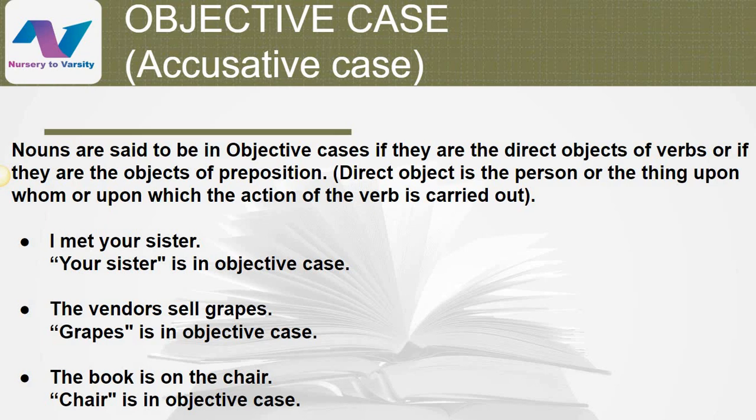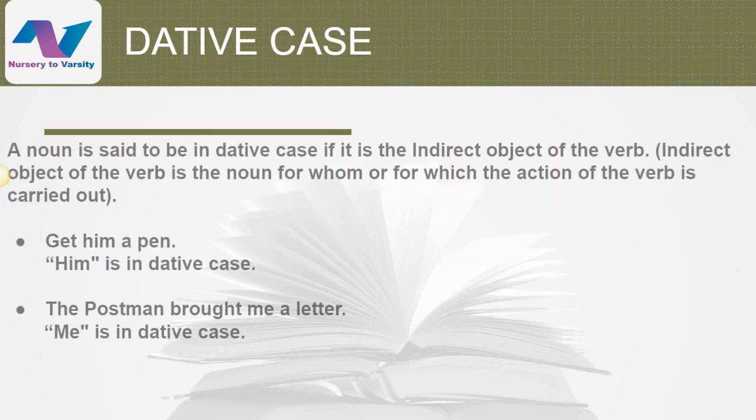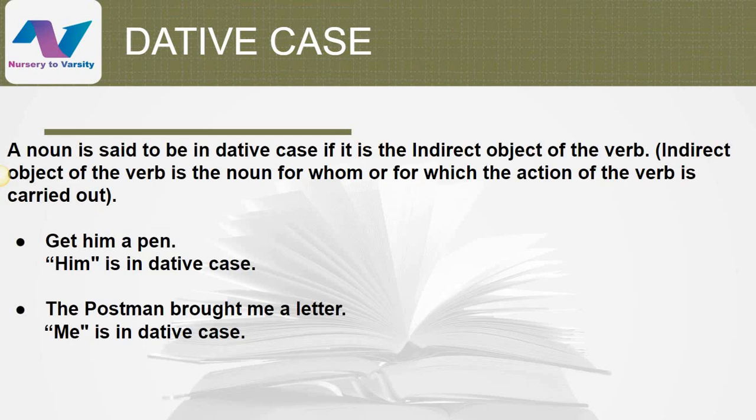Moving on to the next one, that is dative case. Dative case indicates the indirect object of the verb. Earlier, objective was all about the direct object, and here dative is all about the indirect object. Now, what is an indirect object? The indirect object of a verb is the noun for whom or for which, the action of the verb is carried out. Earlier, it was upon whom and upon which, and here it is for whom and for which. And this is the difference between direct object and indirect object.